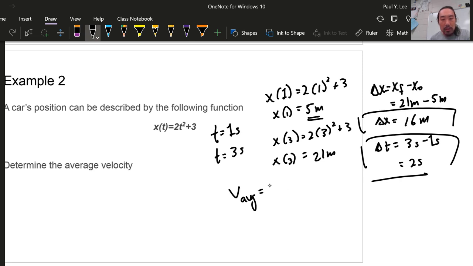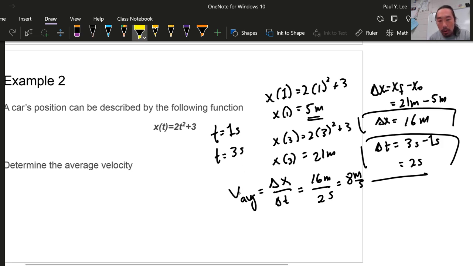So remember, for the average velocity, you're looking at the displacement over the change in time. In this case, it was 2 seconds. So displacement was 16 meters over 2 seconds. That gives us a velocity of positive 8 meters per second. All right, and that's that.